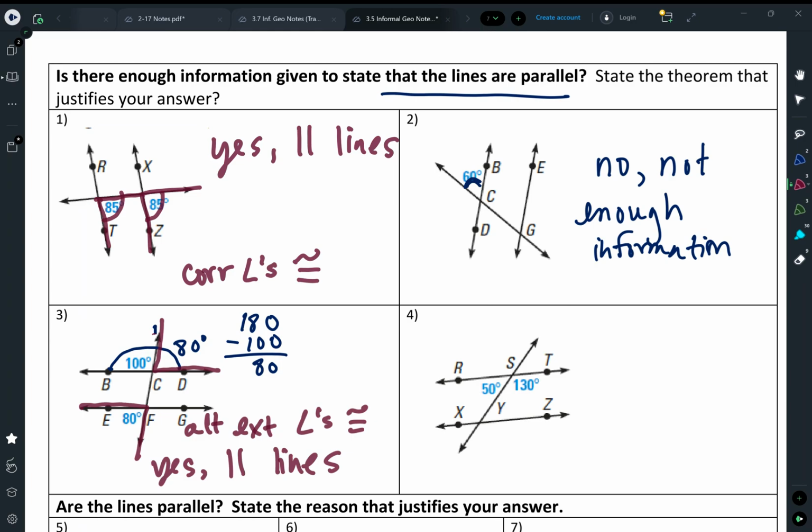Okay, on the next one, I have a 50 and a 130. Well, that tells me that these make 180. It's a linear pair, but I don't know anything about this other line. So I'm going to have to say no, not enough information again. We would need one angle from this group of four down here to be able to tell.